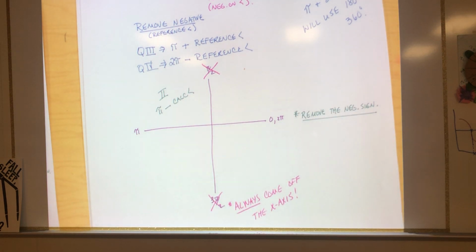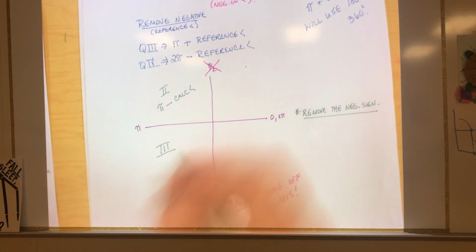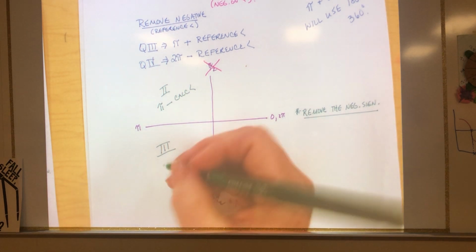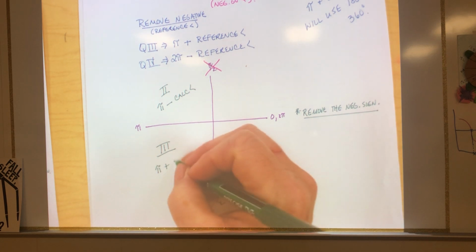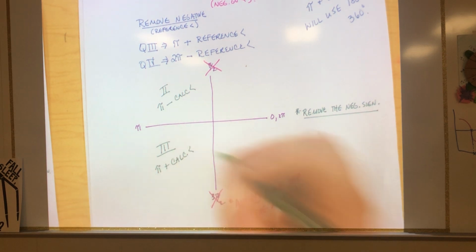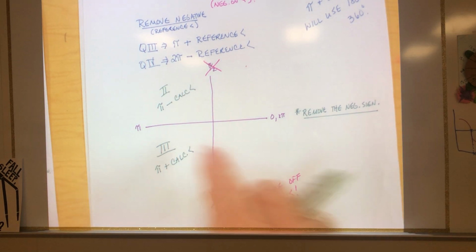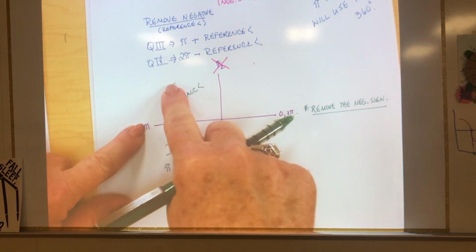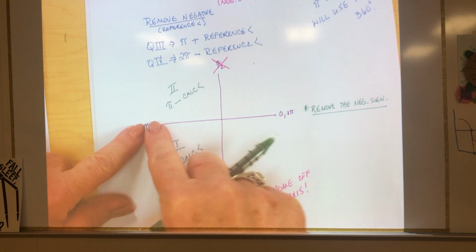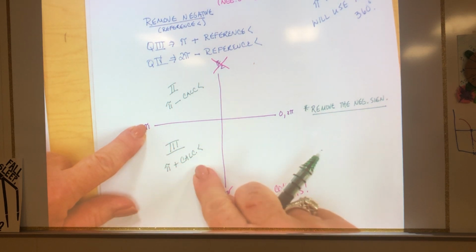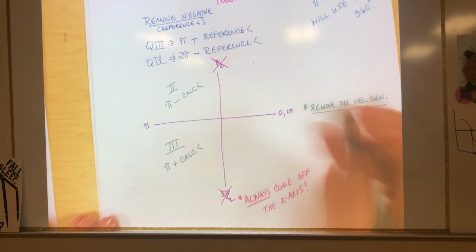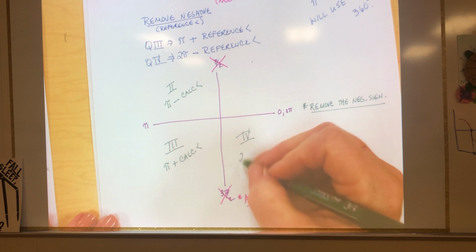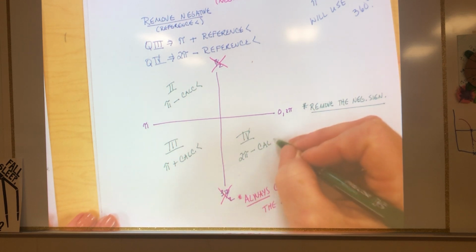What if I had to put it in quadrant 3? Tell me what you're going to do. Then you'll say pi plus the calculator angle. Am I making sense? You're still doing the same thing that I keep telling y'all to do. You're going to pi and you're backing off that much. That's why we're taking it off. You're going to pi and you're pushing forward that much. That's why we're adding it. How am I going to put it in quadrant 4? Go to 2 pi and back off that. So it's going to be 2 pi minus the calculator angle.